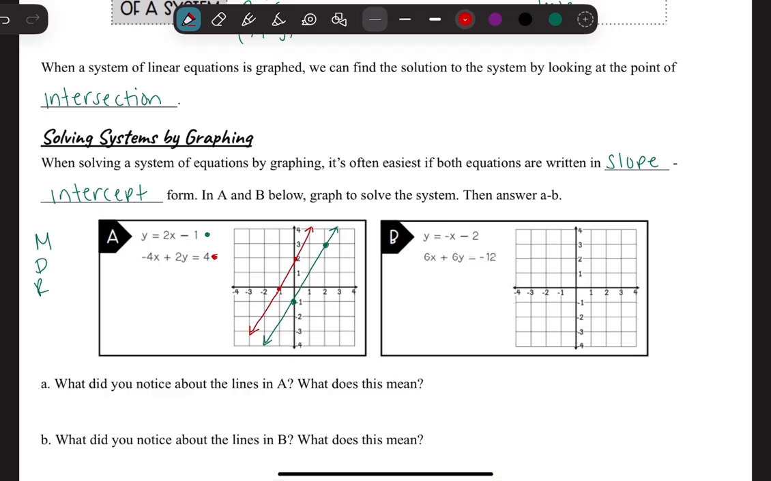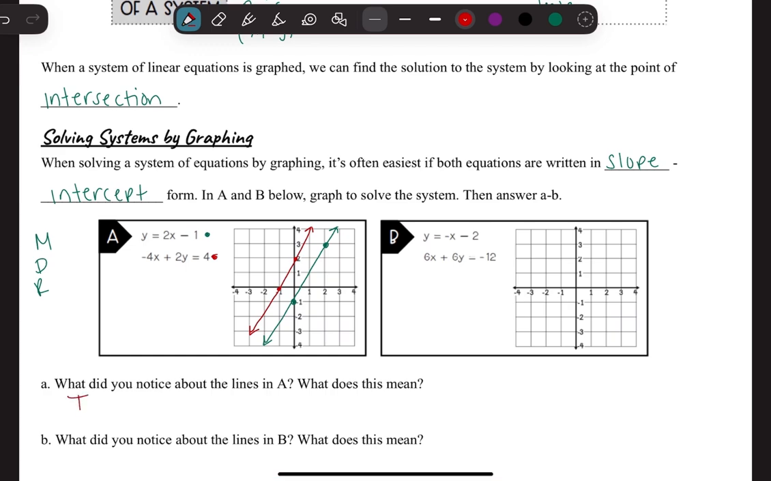All right, so I have graphed my two equations. As you can see, they're parallel lines. With parallel lines, they don't cross, they don't touch, they don't intersect, none of that. They're parallel, and when you have two parallel lines, that means your solution to the system is infinite.